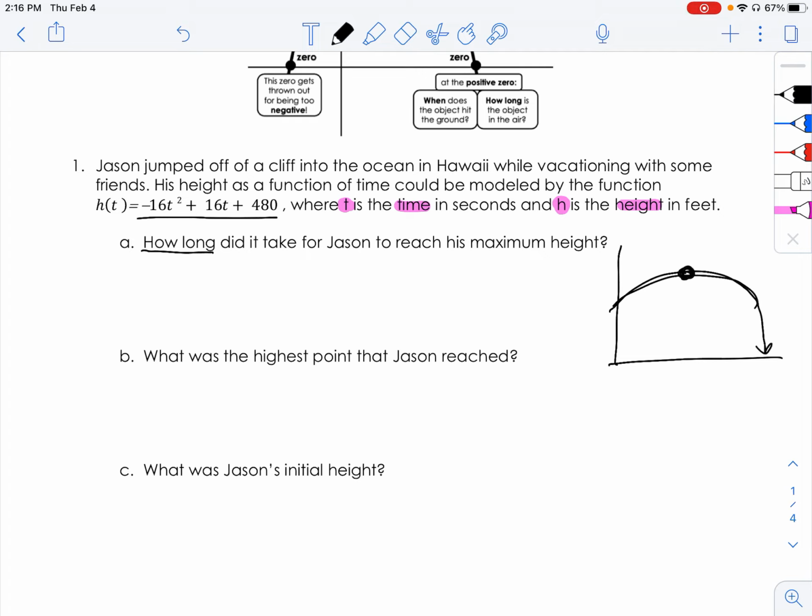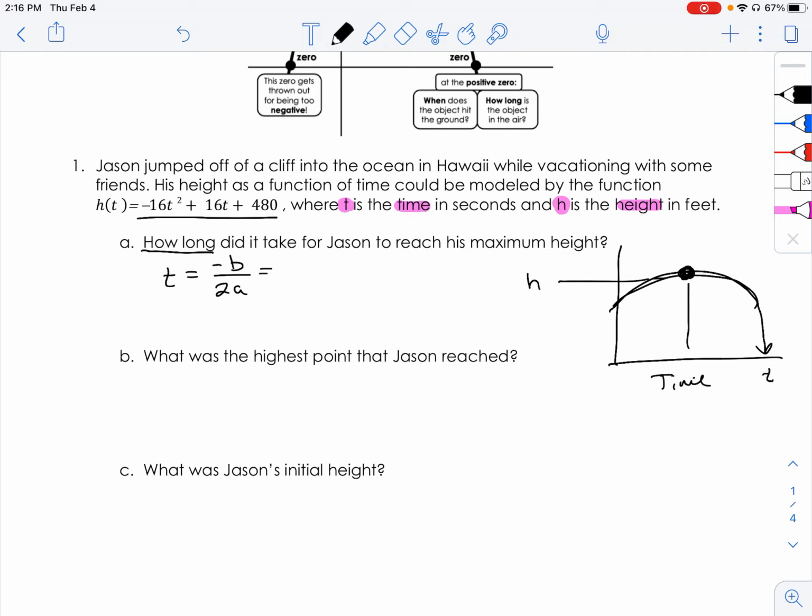So this is the time, and this is the maximum height. We need to find this point right here, which is the vertex. We know t is the x of our vertex, so we're going to use the equation negative b over 2a, because since t is the x of our vertex, we can use this to find the time.